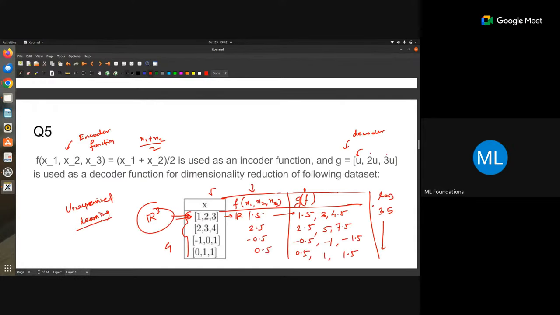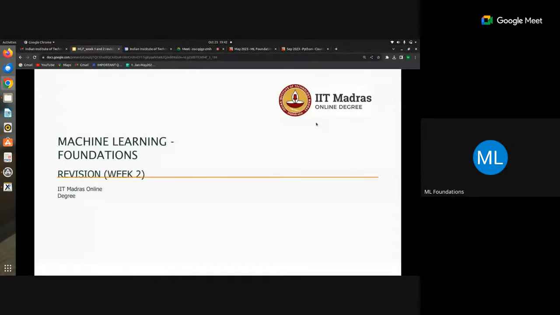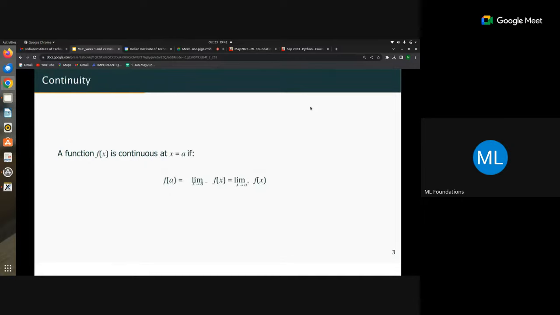Right? Okay, fine. So I think these are the questions from week one. You'll get this also. I'll share these slides also with you. So then we'll go to week two. So these are continuity, differentiability, linear approximations, which we have already seen in one of the weeks. So I'll just, you know what is continuity, right? So if left hand side limit is equal to right hand side limit at certain x star, or at certain x equals a, then we'll call this a continuous function, right? We have discussed it previously also.